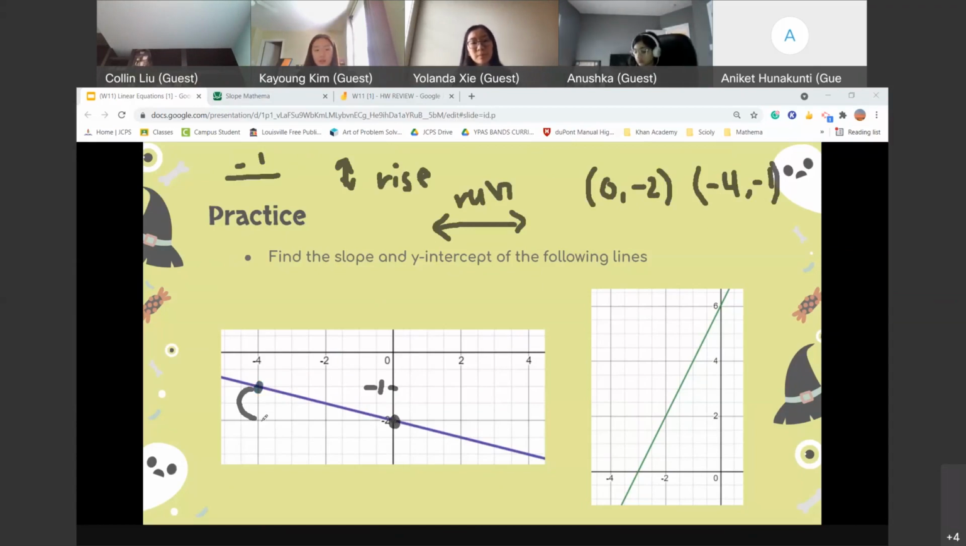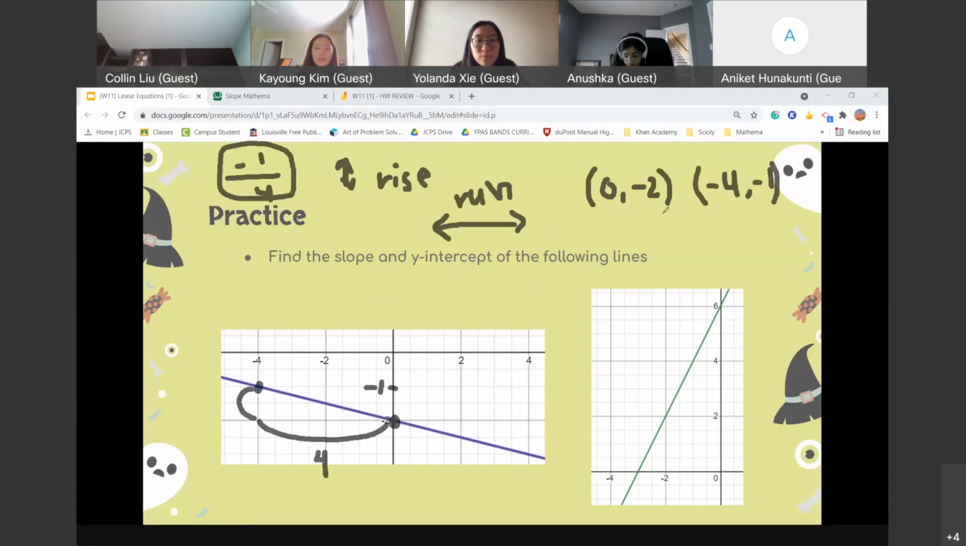Over, now I'm going to do run. Run is the difference between the x coordinates. And that's what? 1, 2, 3, 4. So I put 4 at the bottom. And that's just going to be my slope.